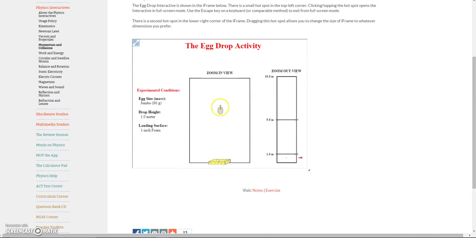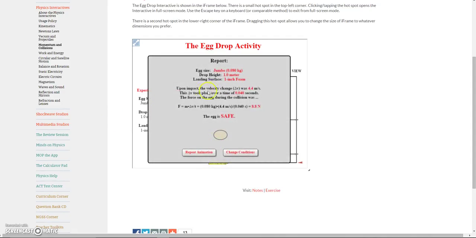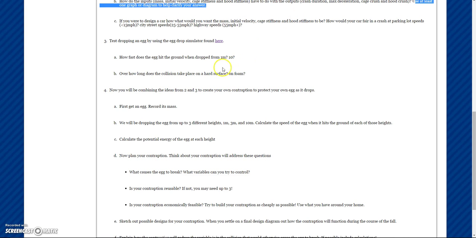This is pretty straightforward. If you drop it on foam from 1 meter, it'll be fine. It tells you some of the numbers, the change in velocity, the impact. So it just gives them an idea of some of the forces that are going to be on this egg and what to think about when they're building their project. The final question here is to combine the ideas from the car crash and the egg drop simulator to create your own contraption to protect the egg as it drops.